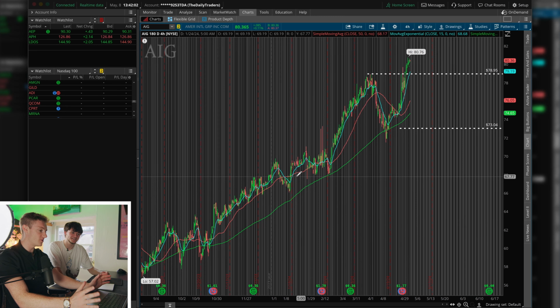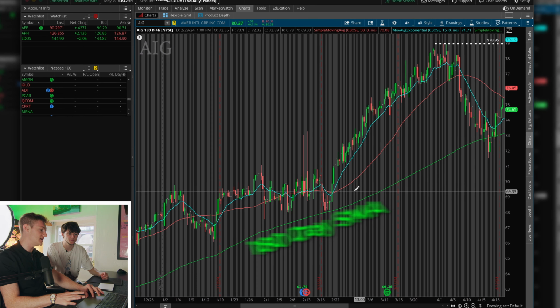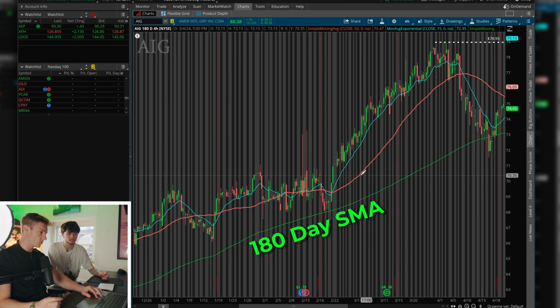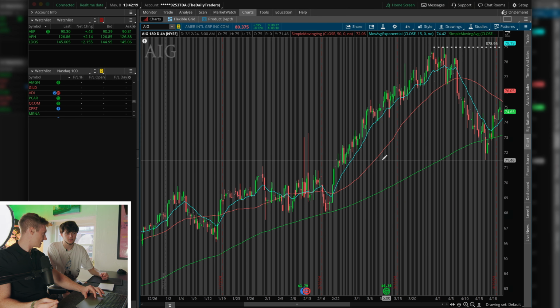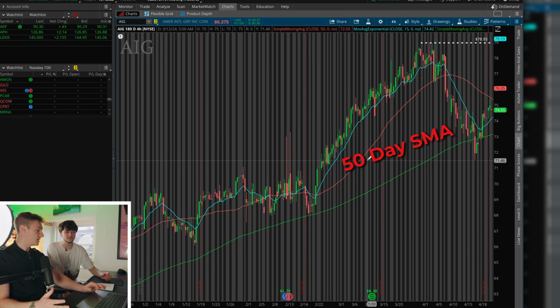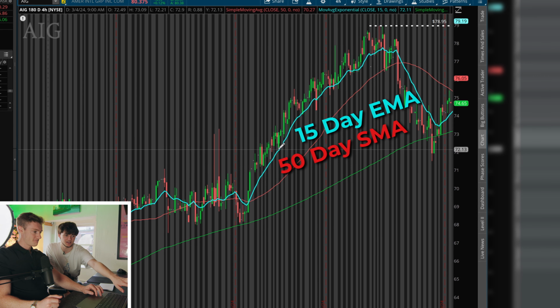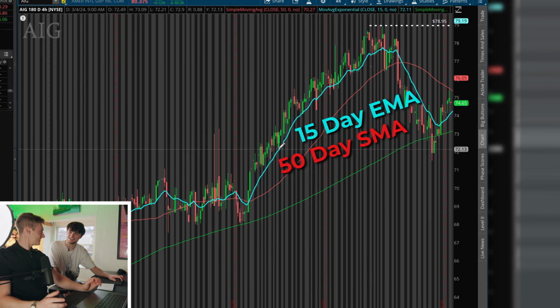So yeah. Remember, each moving average represents a period of time, the average movement of that stock over X amount of time. So for example, the 180-day SMA represents the average movement of 180 days on this stock that we're looking at. And then the red line is the 50-day. And the blue line is the 15. And then the green is the longer one. It's the 180. Yes, the 180.